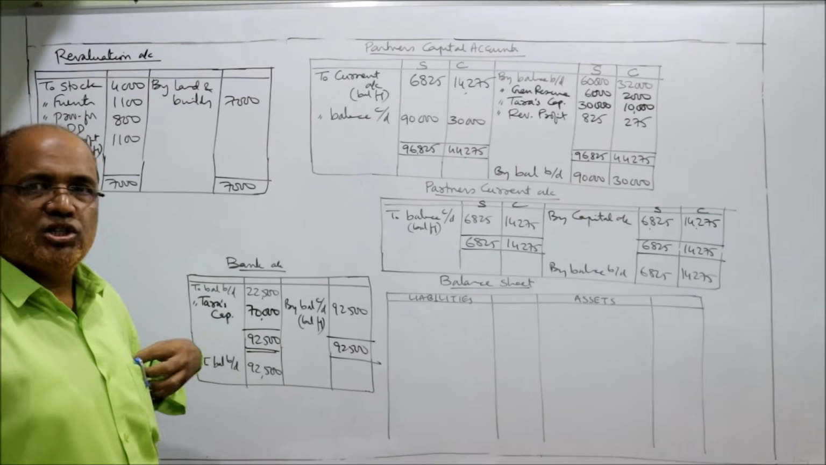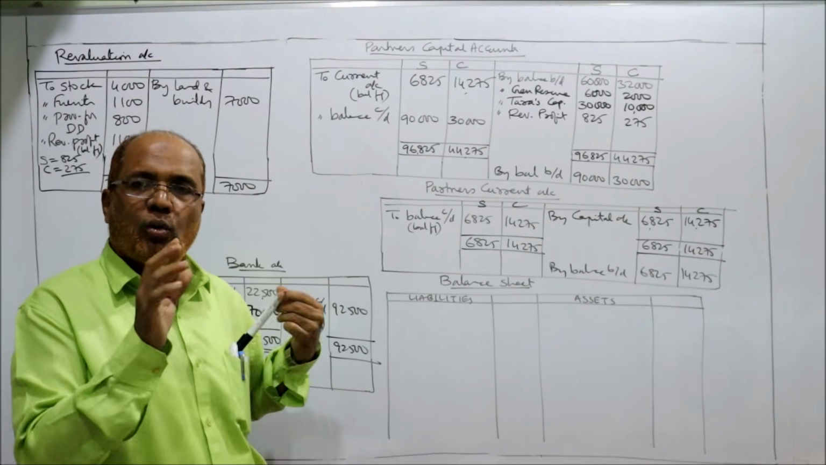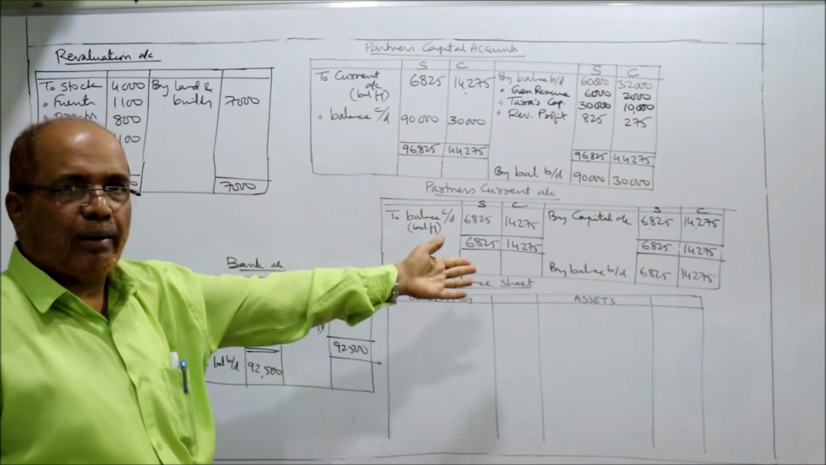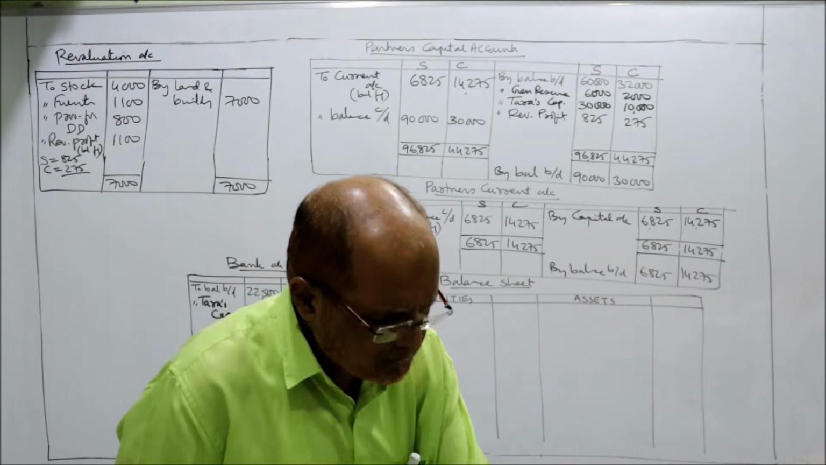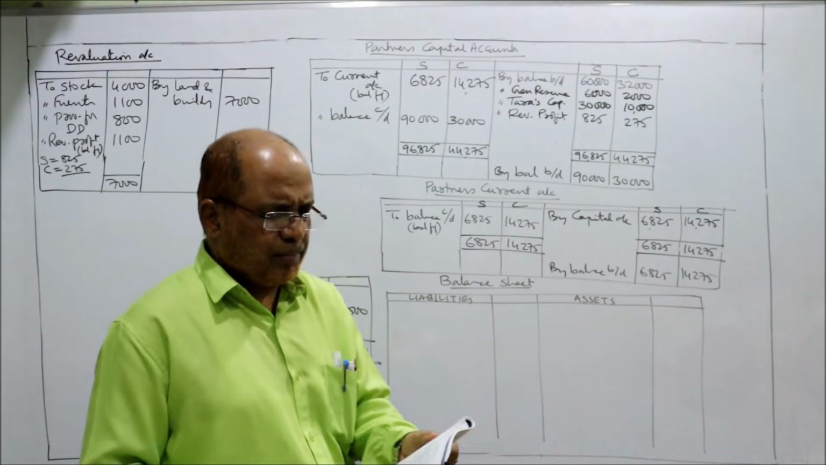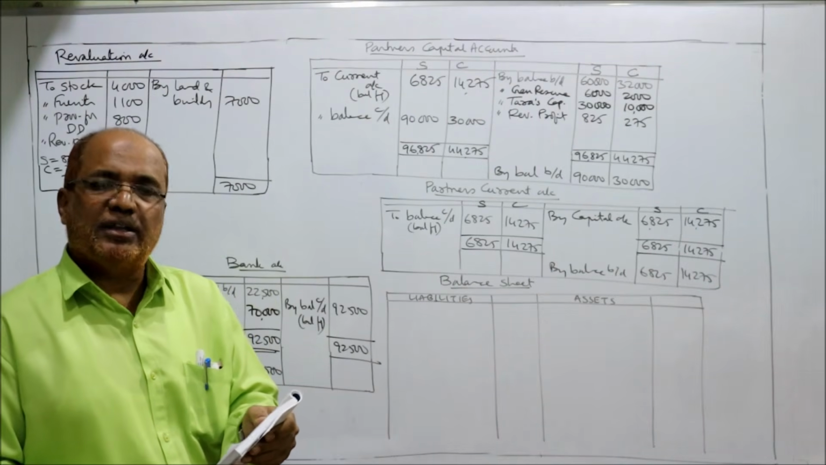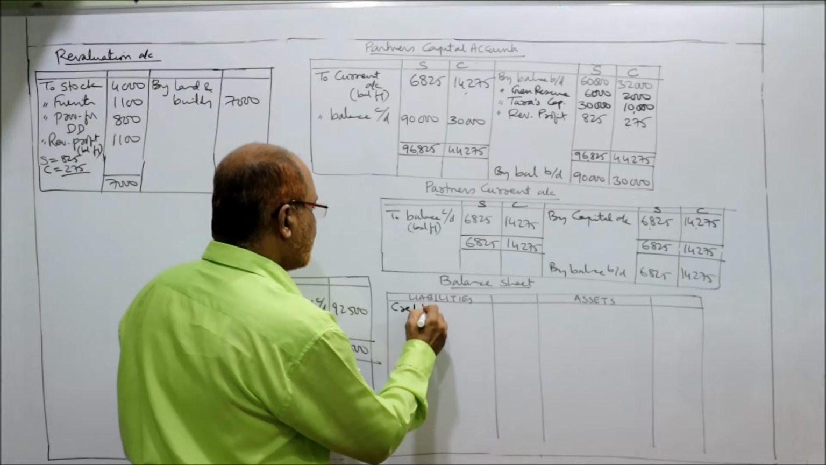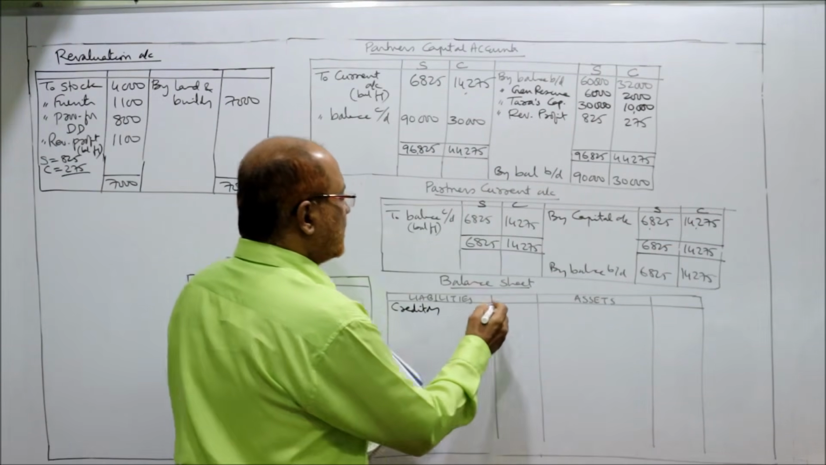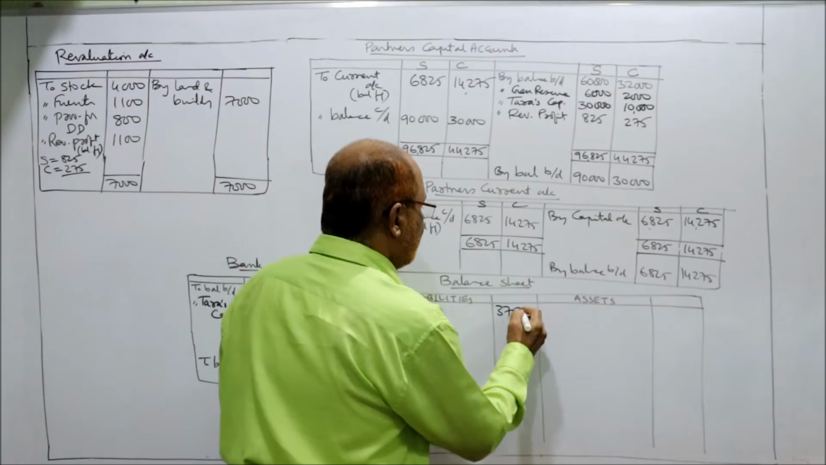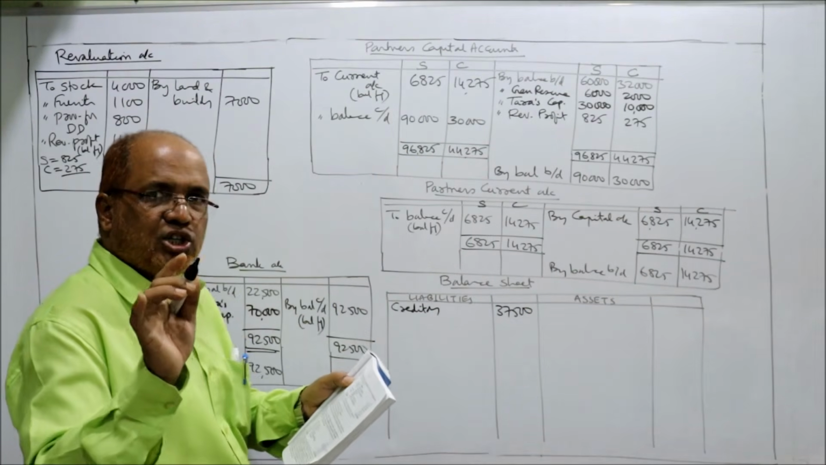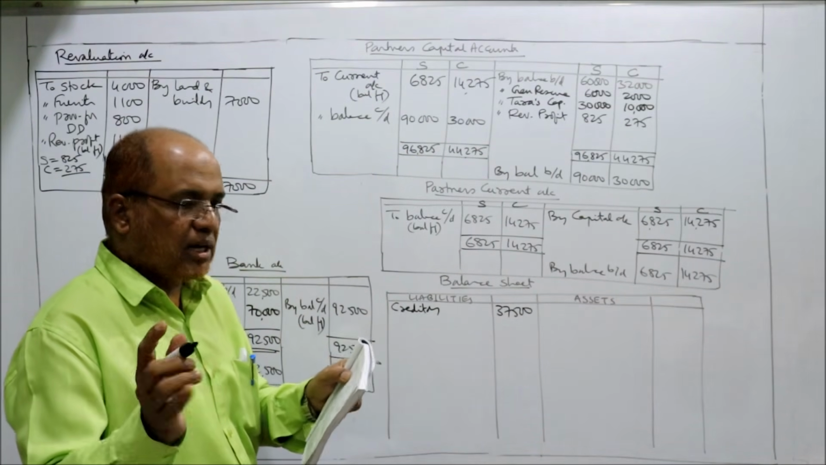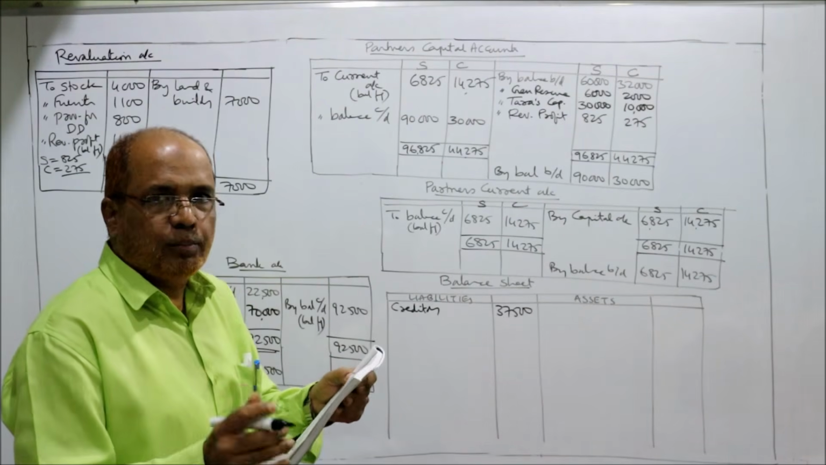Finally, we have to make the balance sheet. The only new point is this adjustment of capital. Remaining all the points are very simple. By seeing the old balance sheet, we can make the new balance sheet. Creditors: no change in creditors, 37,500. We have not made any change in creditors. General reserve will not be there. General reserve we have already transferred to the old partners' capital.